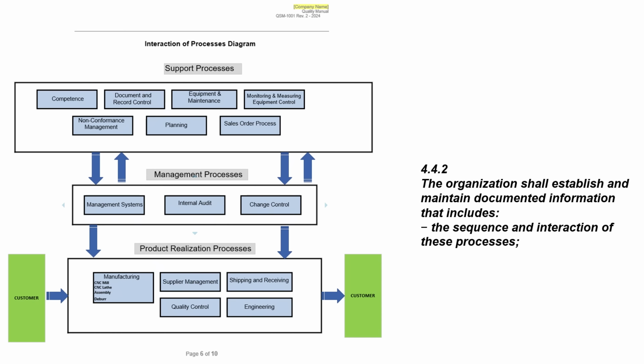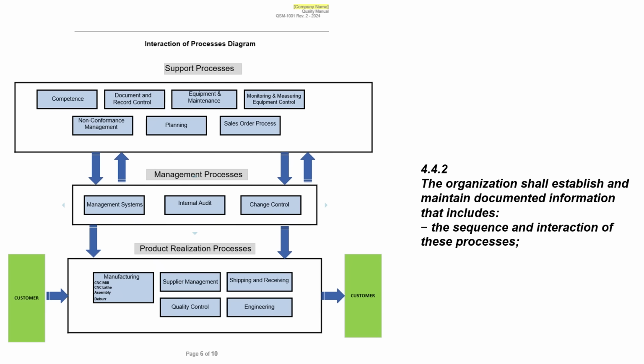Okay, let's go to the next required section for our quality manual. The next subclause of 4.4.2 is: the organization shall establish and maintain documented information that includes the sequence and interaction of these processes. So, the sequence and interaction of these processes.